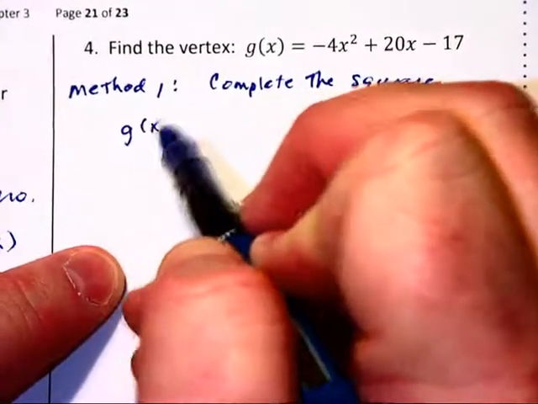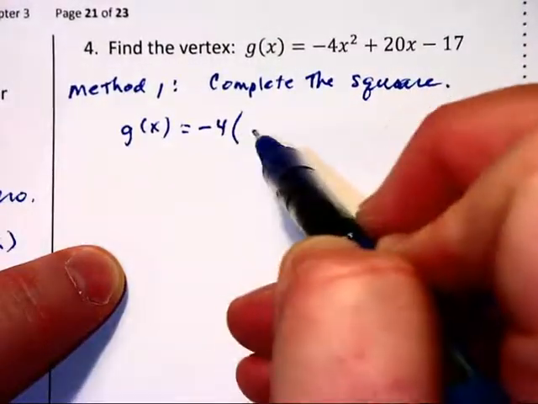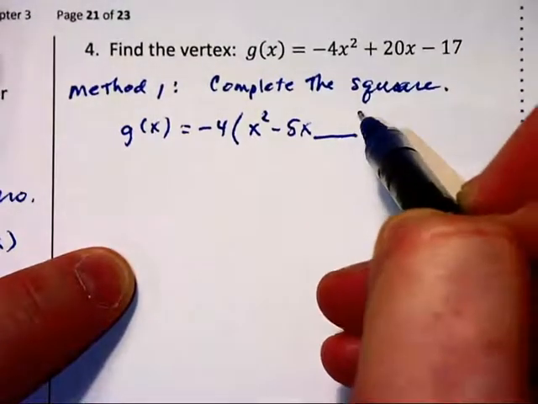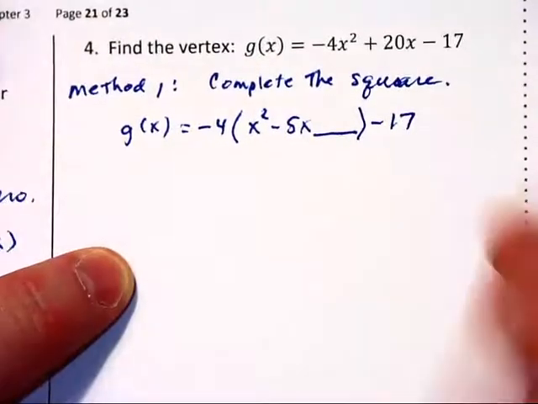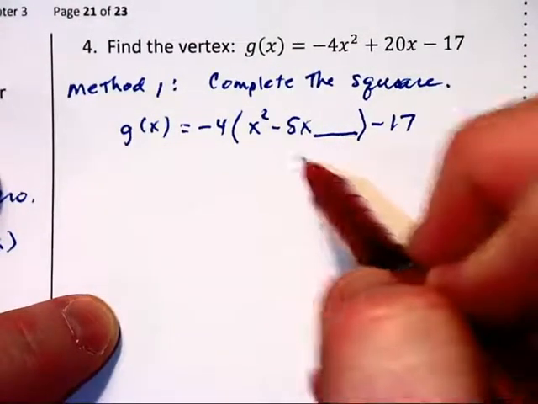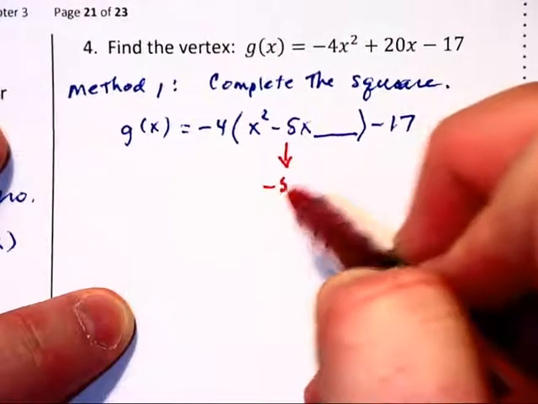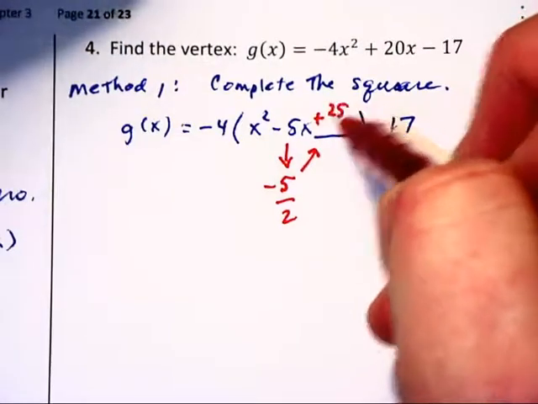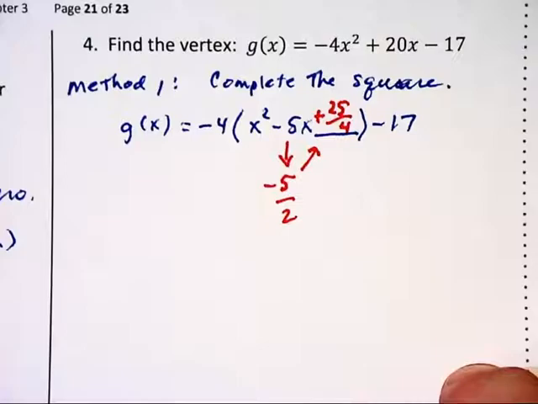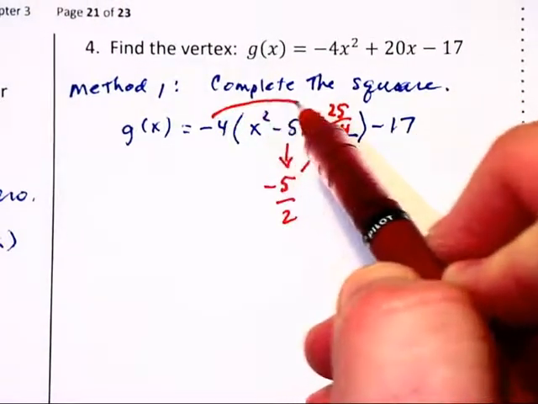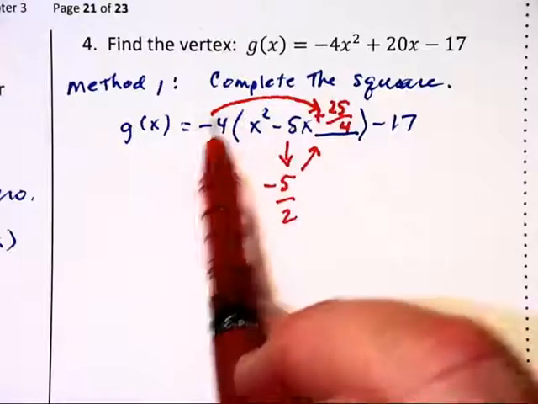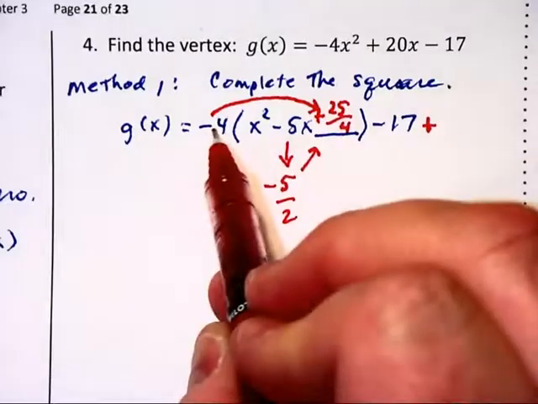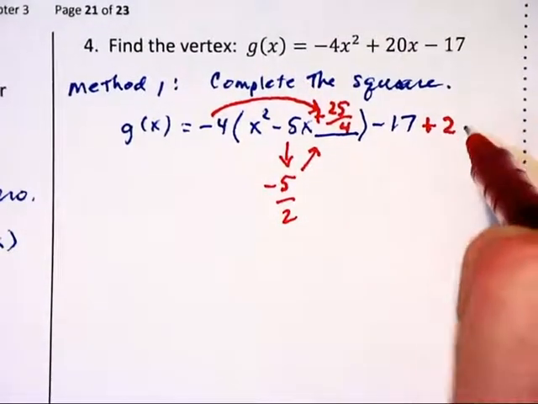So g of x will equal -4 times x squared minus 5x, leave a blank, close parentheses, and slide that minus 17 over to the right. We would then cut the -5 in half to a -5/2, square it to a positive 25/4. But that really isn't a 25/4 because there's a -4 distributing to it. It really isn't positive, it's really negative, so we're going to have to add over here to compensate for what we've subtracted. And since the 4's cancel, that's really a 25, so we're going to have to add 25 over here at the right.